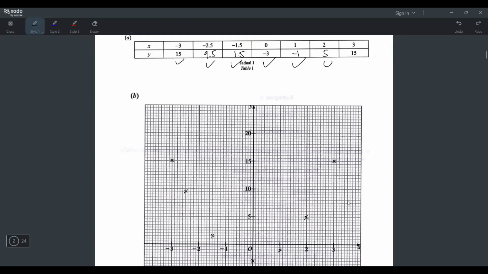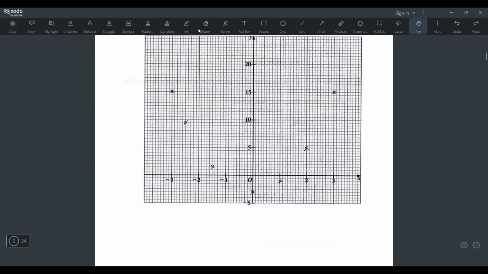Okay, this one they have already plotted for us, so we don't need to plot. Now we just join. Okay, cannot use a ruler, because this is a quadratic curve. So you have to use freehand to draw it. Okay, so I will draw this part first, because this is the hardest one to draw, right? This is the curve part. So what I will do, I will join these 4 points. So make sure this is the minimum.